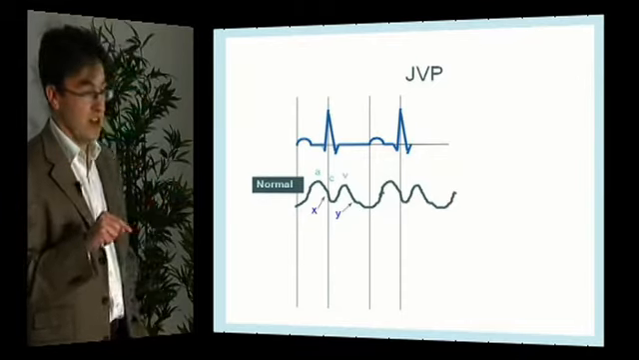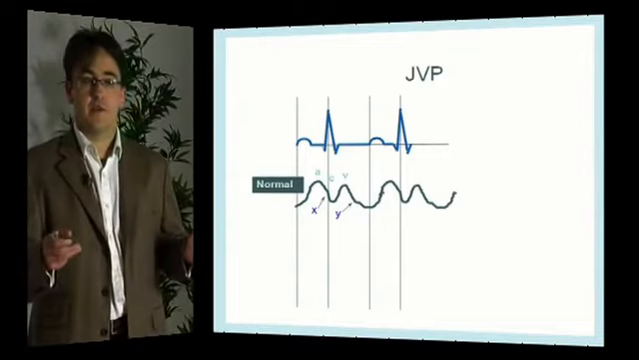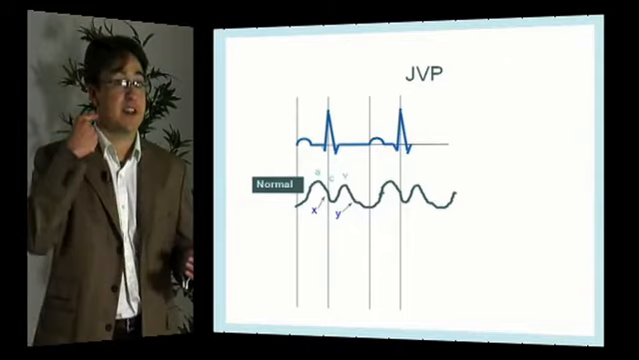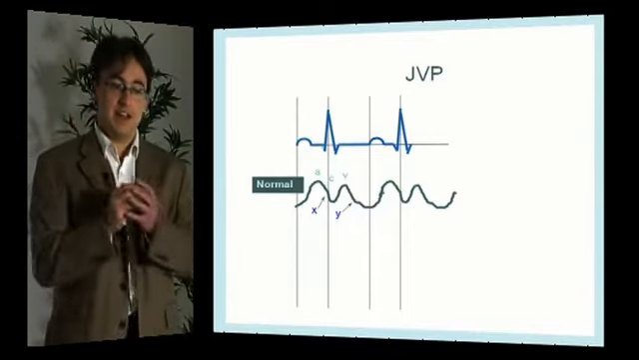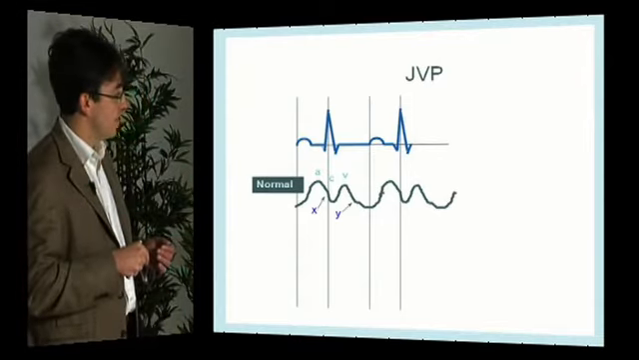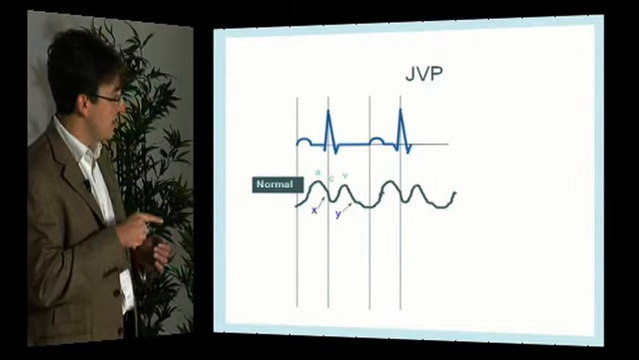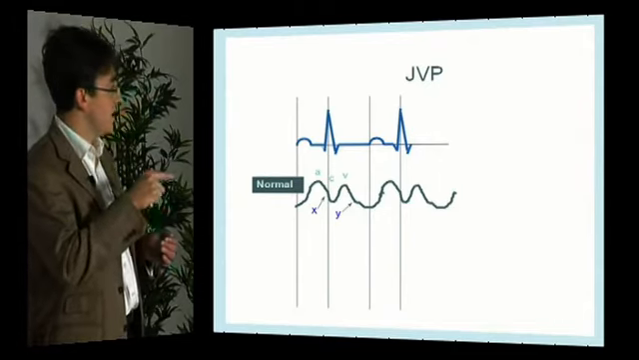The X descent occurs, and that's the next big feature we see on this waveform, as the atrium relaxes. As the atrium relaxes, all that blood which had been displaced into the internal jugular vein is now allowed to fall back into the atrium, and as a result, the waveform falls very, very dramatically. You'll then see it appears to plateau off, and then it starts to slowly increase again.